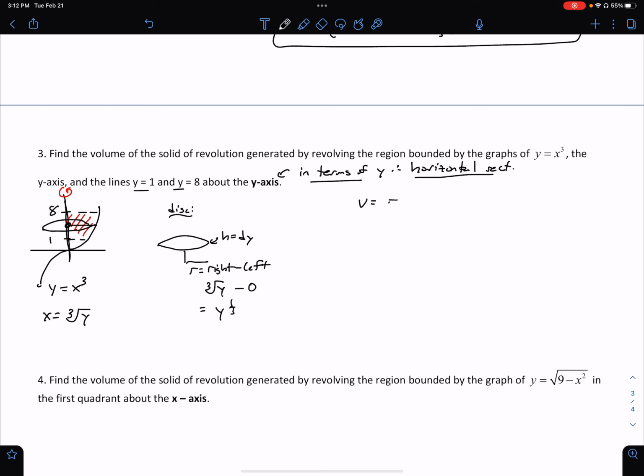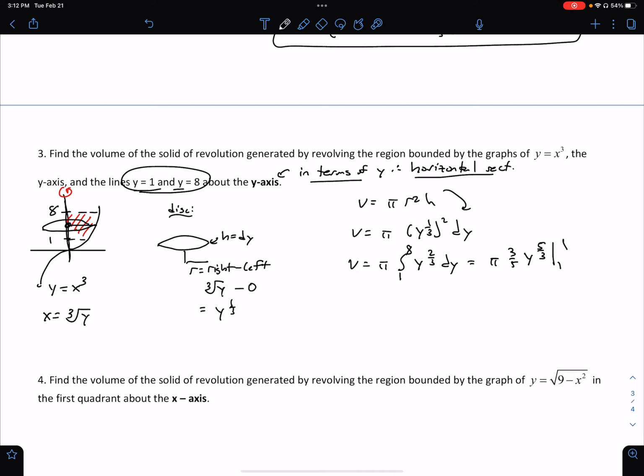And that's what I'm going to set up. My volume, pi r squared h: pi, my radius, y to the 1/3 squared. My height this time is dy. My height always is d-something, whatever variable we're in terms of. V equals pi times the integral of y to the 2/3 dy, and we would evaluate that from 1 to 8 because we're already in terms of y there. So integrating this one, we get pi times y to the 5/3 times 3/5 from 1 to 8.